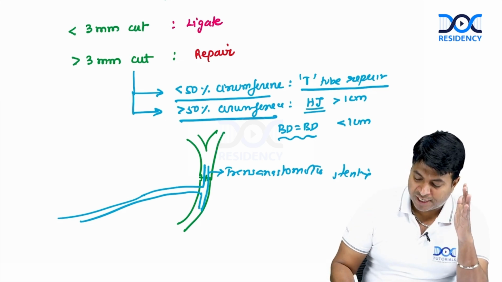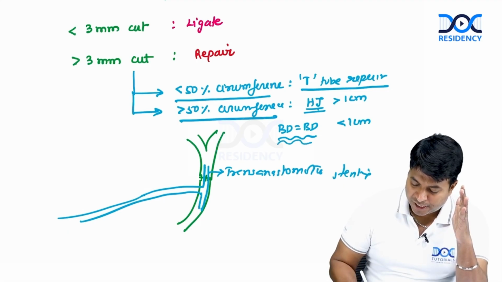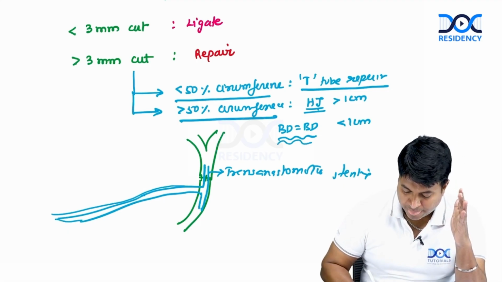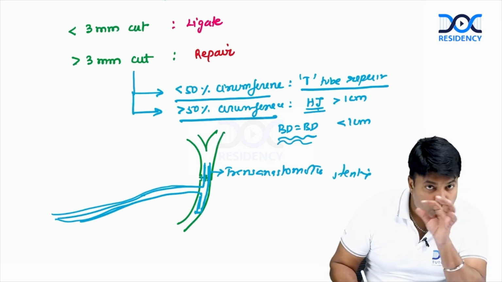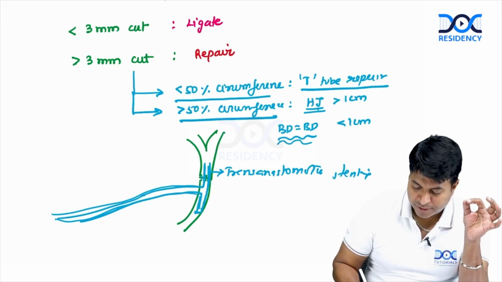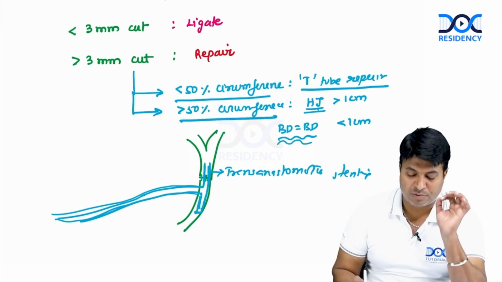Whatever anastomosis I am doing, either a hepaticojejunostomy or a bile duct to bile duct, I should keep a stent which will pass through the anastomosis like this. It is not coming out through the anastomosis, it will come out through a normal lumen. It will come out through a normal lumen, not through the anastomosis.